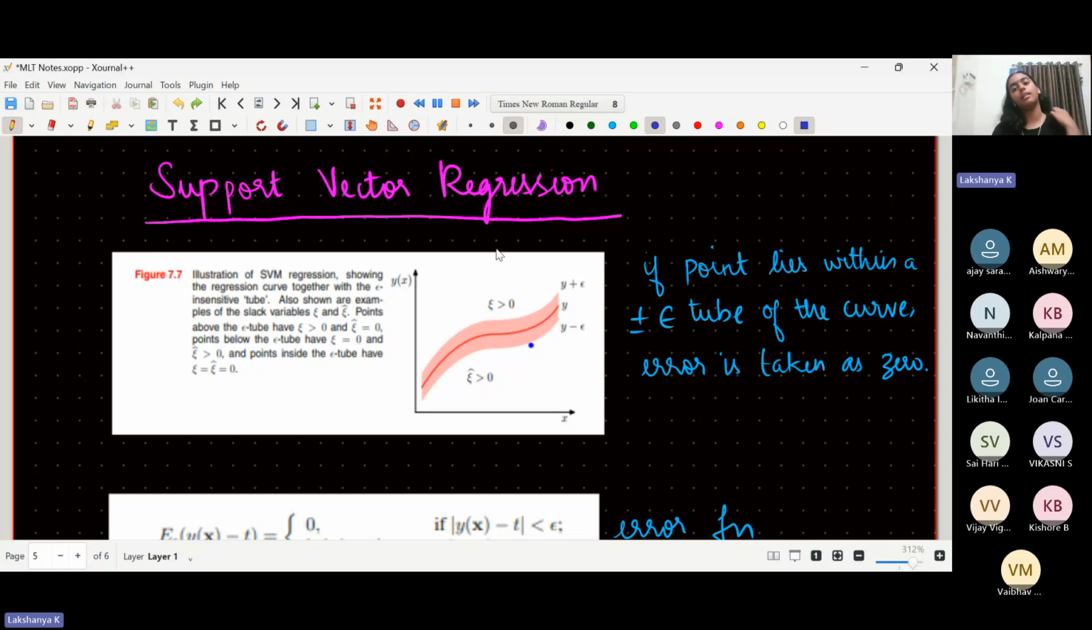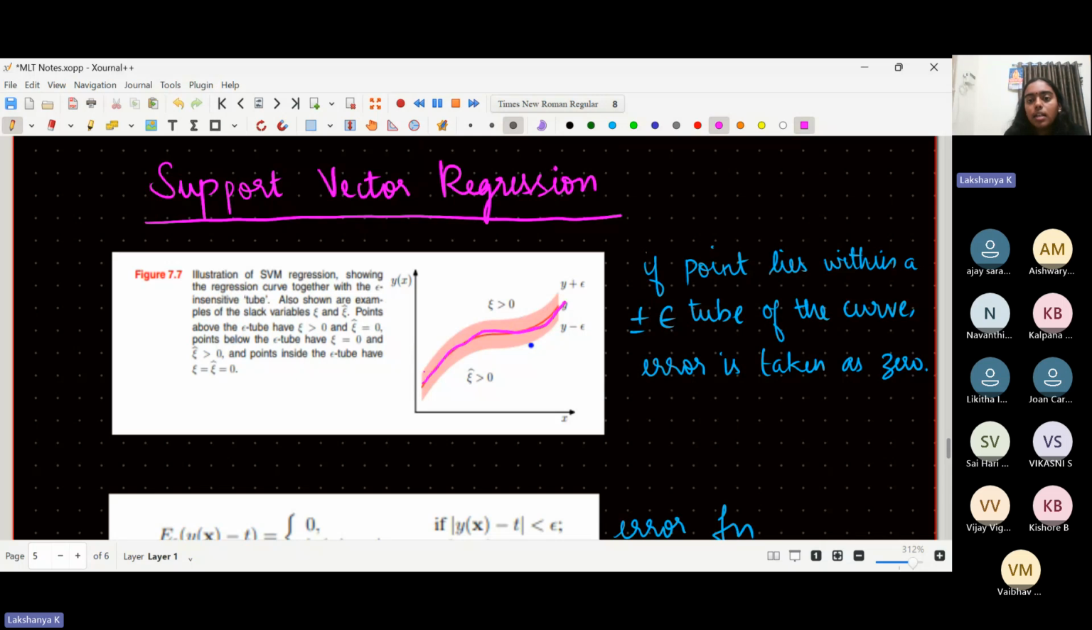So support vector regression, as the name suggests, is an extension of the SVM concept to regression. So you have a bunch of data points. Again, you want to fit a line. This time it need not necessarily be a straight line. It can be a curve like this also. And using this curve, you want to perform regression, which is, given a new data point, you want to predict the value of y for that point using this curve.